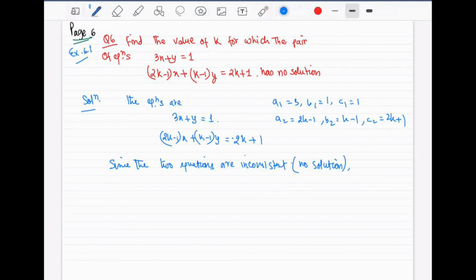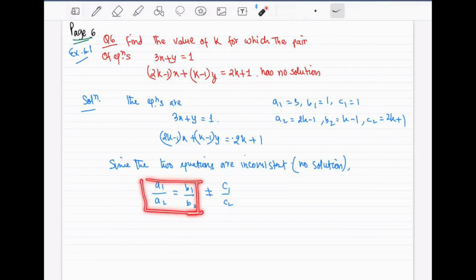What is the condition for no solution? We have got A1 by A2 equal to B1 by B2, does not equal to C1 by C2. No need for the last portion right here. We will solve the value of K by using this one.